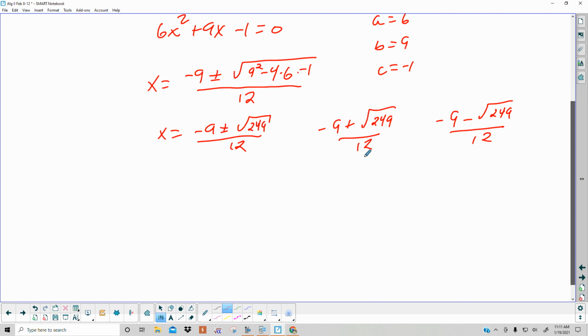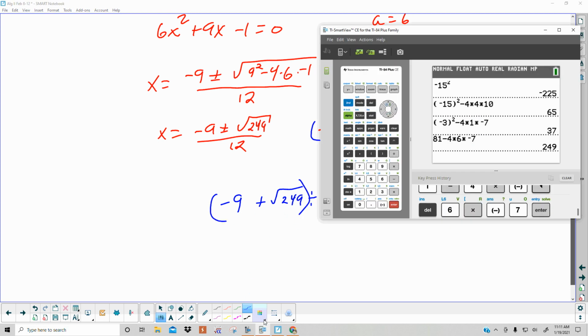Now to do it, you need to be a little bit careful. Everything on top is being divided by 12. So what that means is you have to capture everything on top with a parenthesis around the whole thing. Otherwise, if you type in negative 9 plus the square root of 249 divide by 12, it'll just divide the 249. I have to divide everything by 12, so I need that parenthesis.